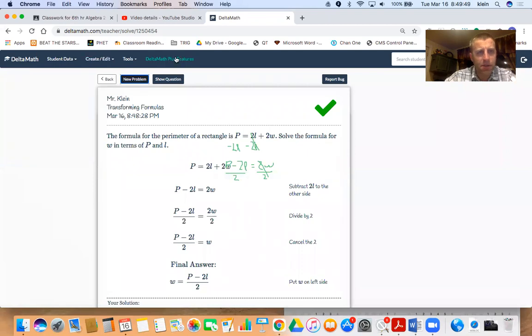Okay, so I'm just checking your skills on being able to solve those equations for a certain letter. It's an important skill for algebra there.